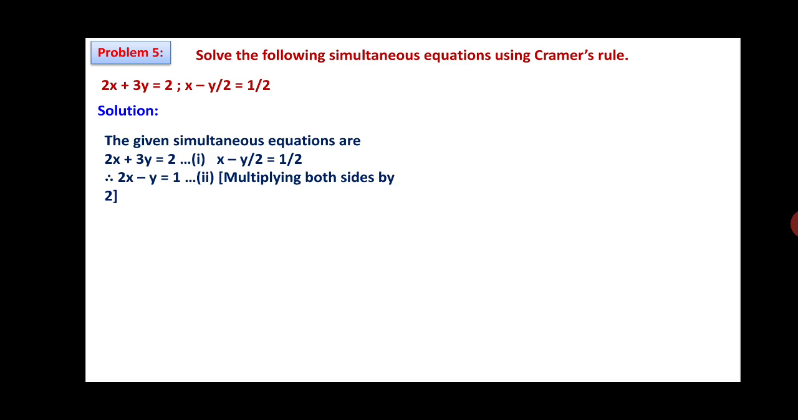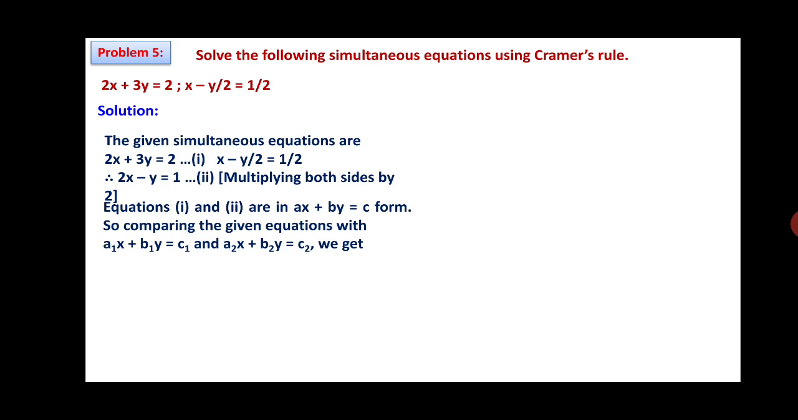The given simultaneous equations are 2x plus 3y is equal to 2, equation 1. The second is x minus y by 2 is equal to 1 upon 2. We'll simplify to remove the fraction. So multiply both sides by 2. You are getting 2x minus y is equal to 1. It is the second equation.